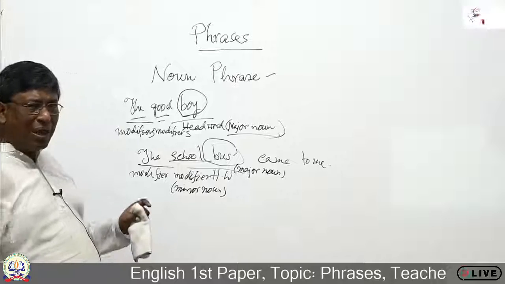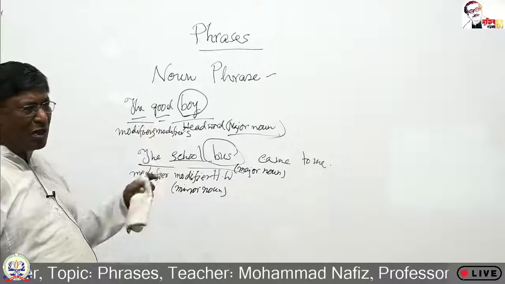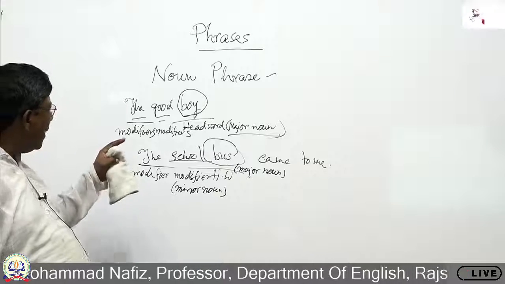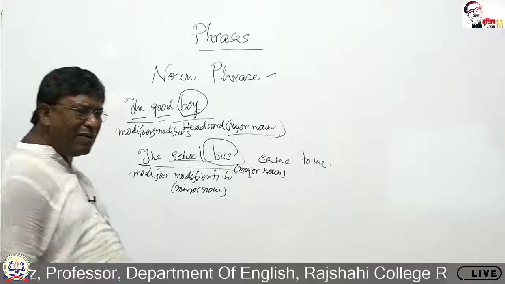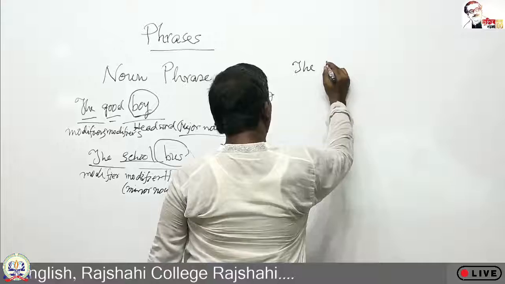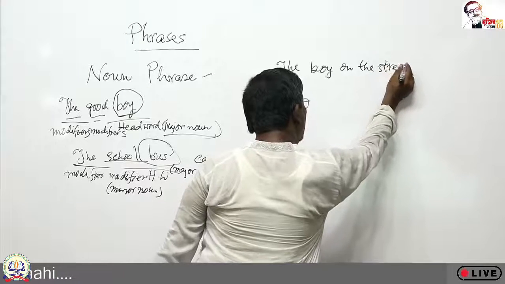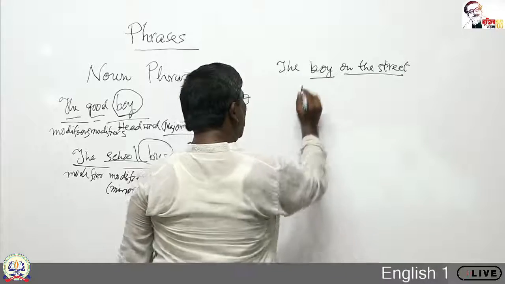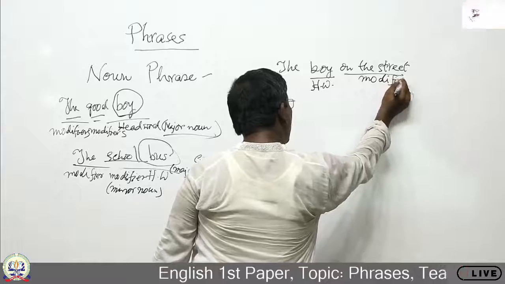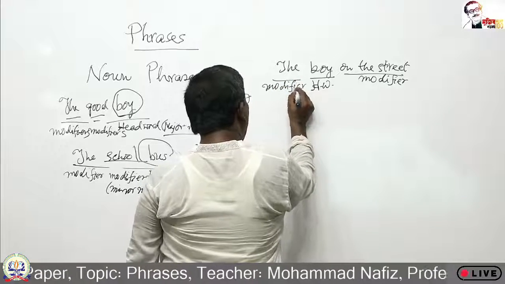Well, I told you that unlike the adjective phrase or the verb phrase or the adverbial phrase, the modifiers or additional words with the noun in a noun phrase are not constant. We have modifiers before the head words boy and bus. We may even have modifiers after the major noun or the head word. For example, the boy on the street. Here, on the street modifies or identifies the noun boy. Boy is the head word and on the street is a modifier. The is also a modifier. So, we have modifiers both before and after the head word.